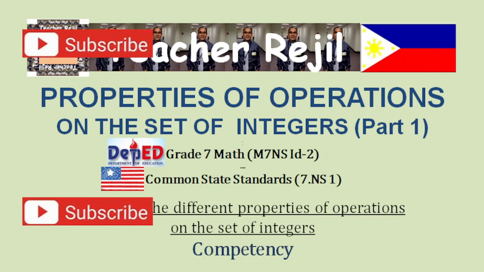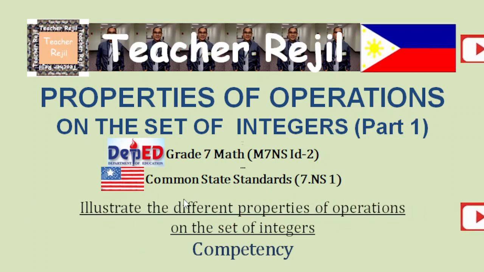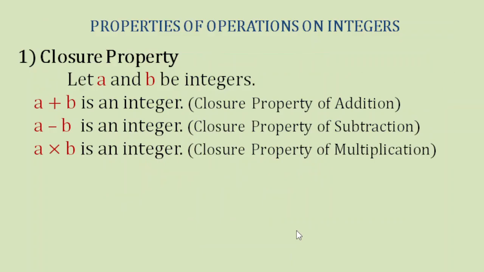In this video, we are going to illustrate the different properties of operations on the set of integers. First, we will talk about closure property. If a and b are integers, then a plus b is also an integer. This is closure property of addition.